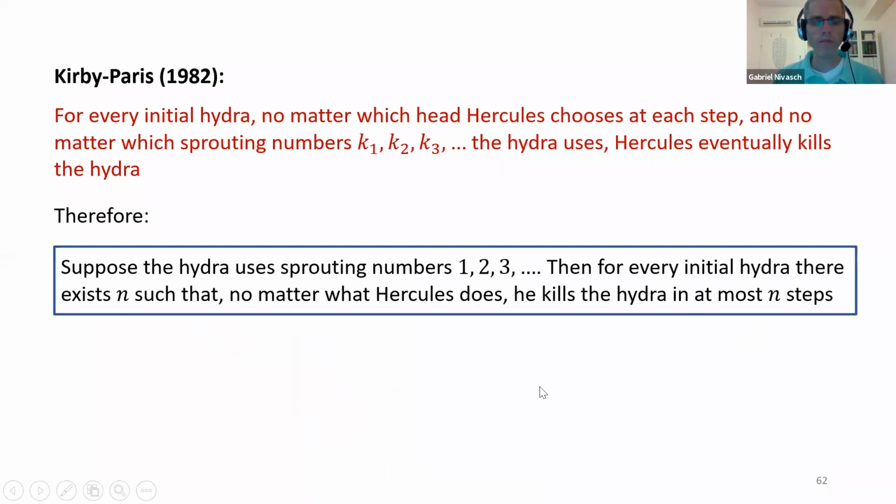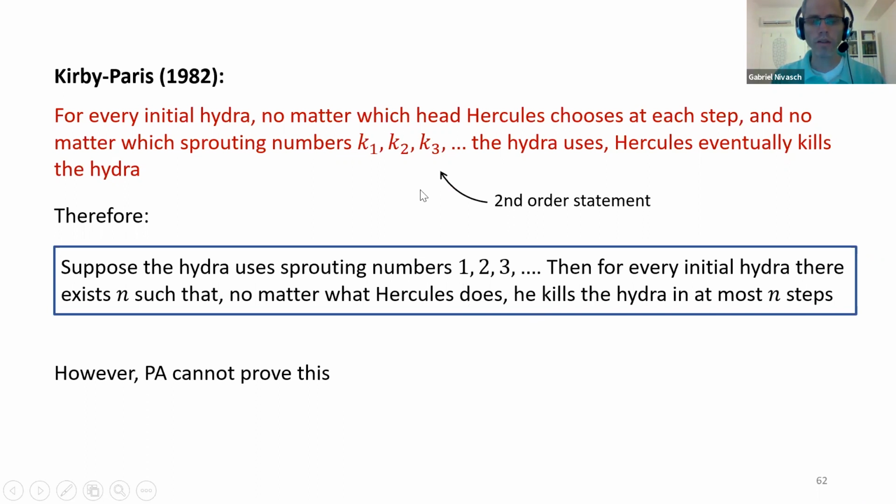Therefore, if you fix in advance that the hydra will use sprouting numbers 1, 2, 3, 4, 5, then for each initial hydra, there exists an n such that no matter what Hercules does, the hydra dies in at most n steps. Okay, so this is a first order statement which cannot be proven in Peano Arithmetic, and the obvious proof uses this more general statement, but this is a second order statement, so you're kind of stuck.